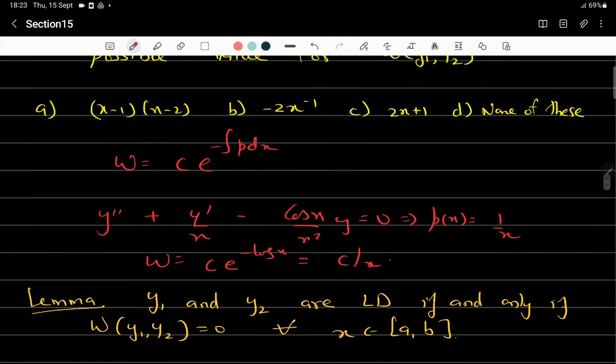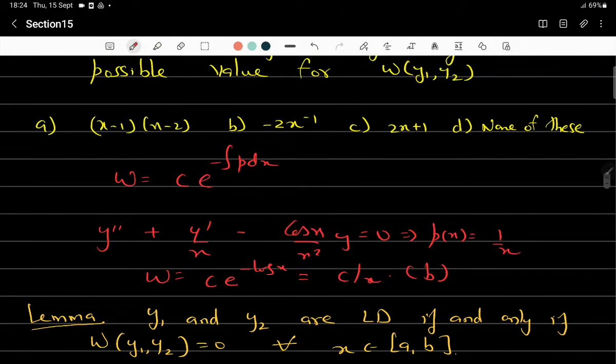Now if c is minus 2, then it matches with option B. So it means that option B is one of the possible solutions. Other than that, none of the solutions matches this format. Yes, so you can see that we computed the Wronskian without computing the values of y1 and y2.